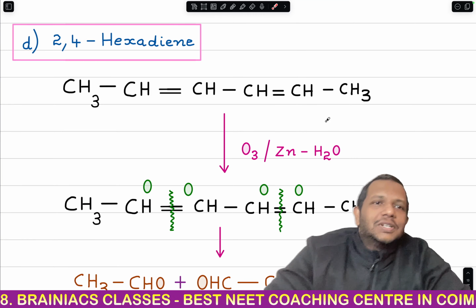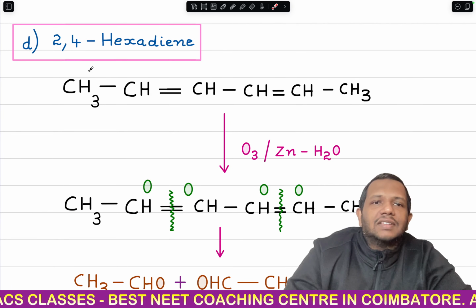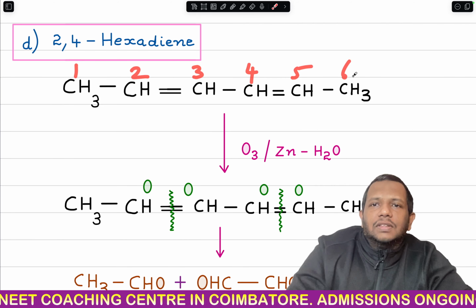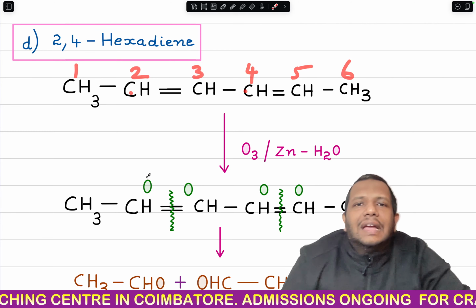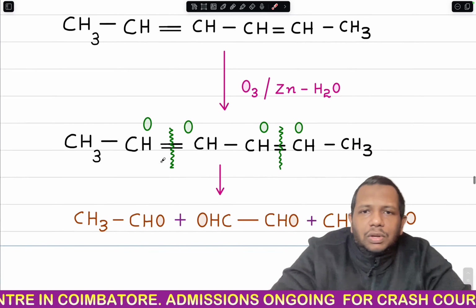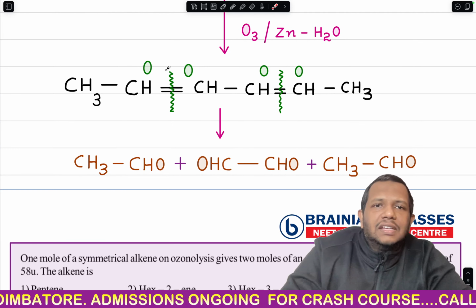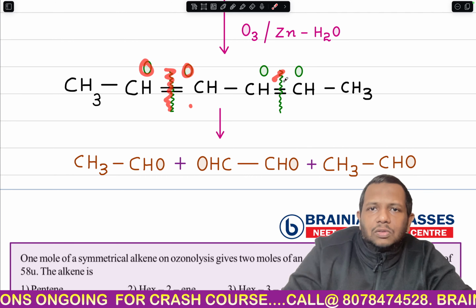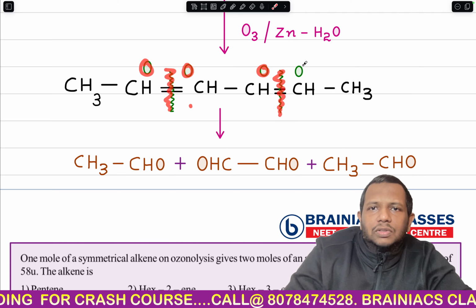So we are going to option D, that is 2,4-hexadiene. That is 1, 2, 3, 4, 5, 6. This is 2,4-hexadiene. Now we are doing the ozonolysis. You can easily see that here also I am removing the double bond and putting oxygen on both sides. Here also I am removing the double bond and putting oxygen on both sides.